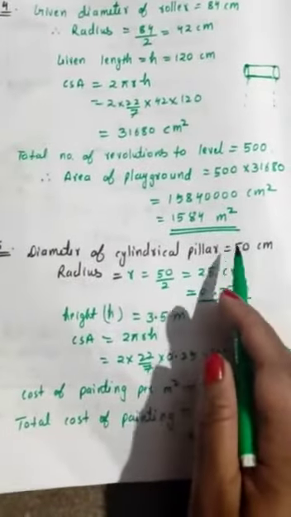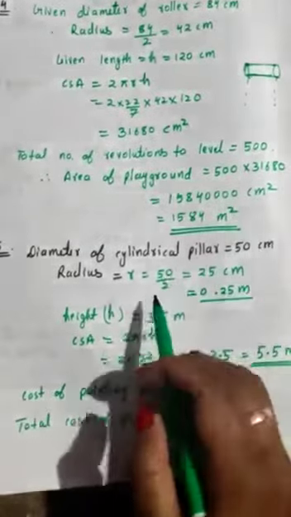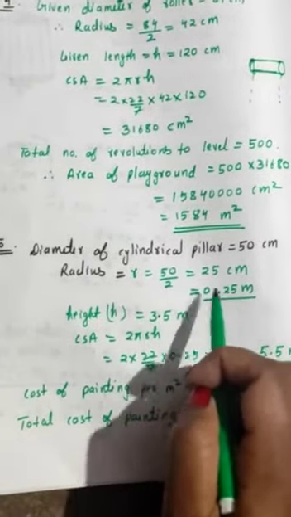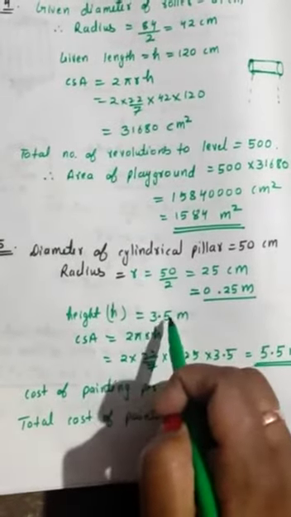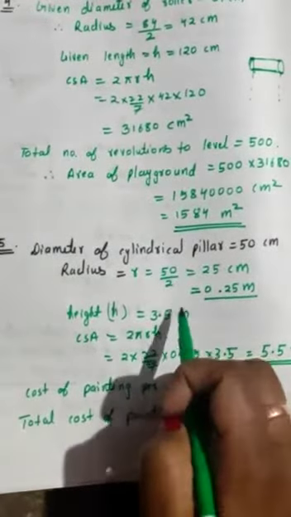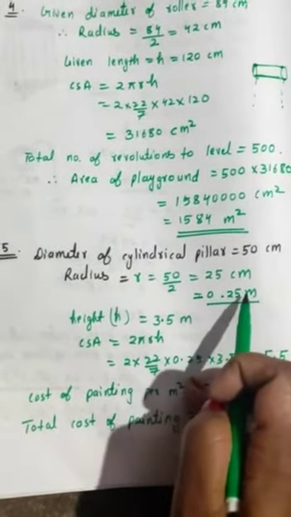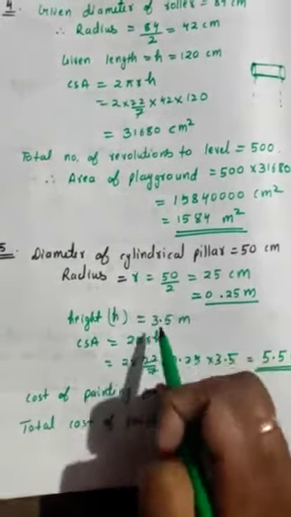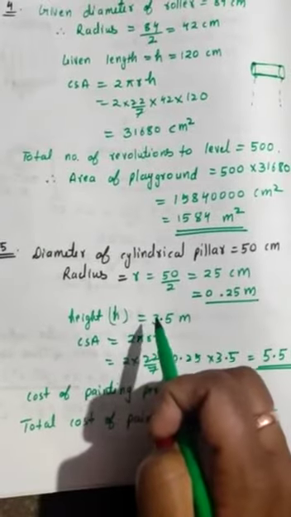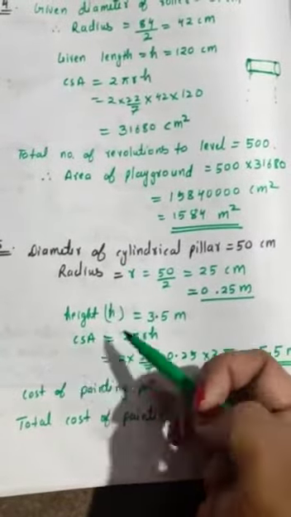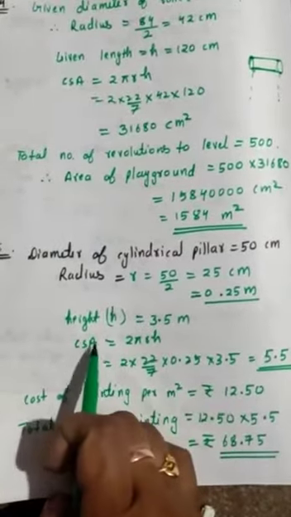Its diameter is given to you 50 centimeter. So radius will be 25 centimeter. And I've converted this in meters because its height is given in meters. And you know in the formula the units should be same. So this will become 0.25 meter. Now you have to paint the pillar. Now पिलर को अगर पेंट करना है तो उसकी चारों दीवारों को ही पेंट करना पड़ेगा. That means you need to calculate CSA.